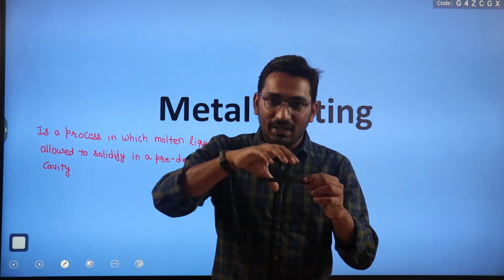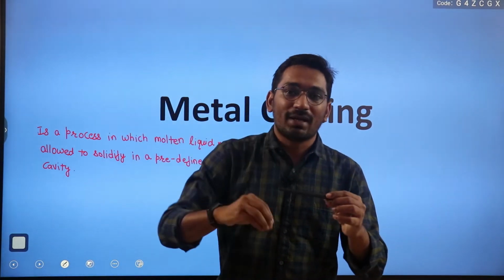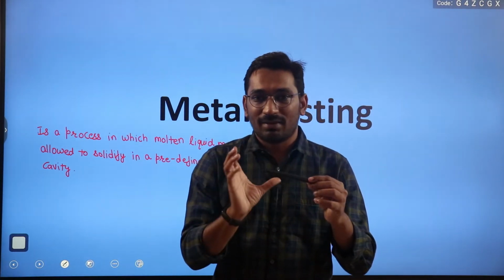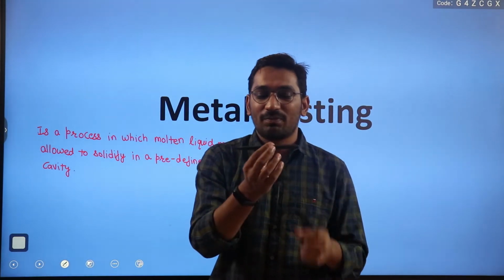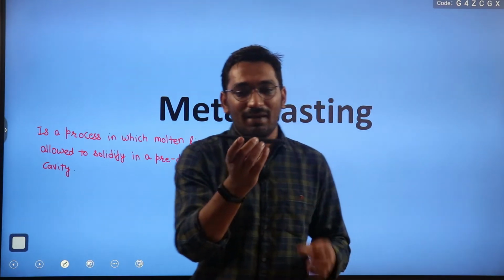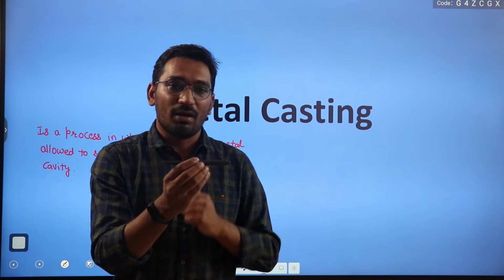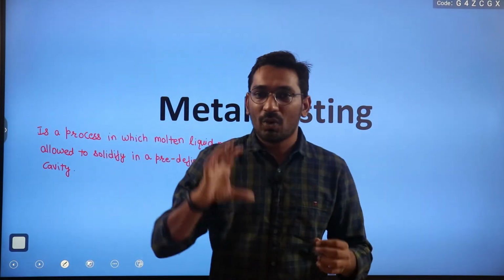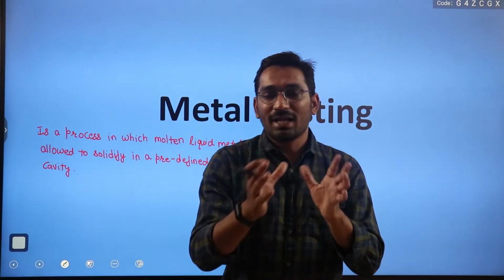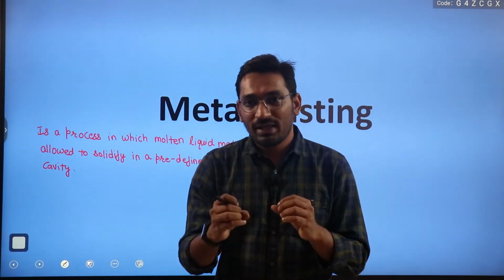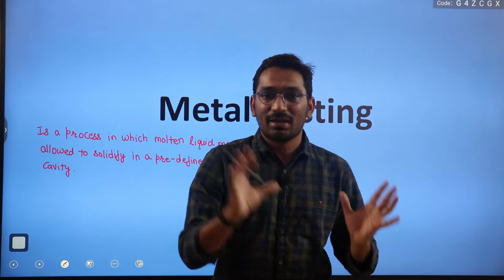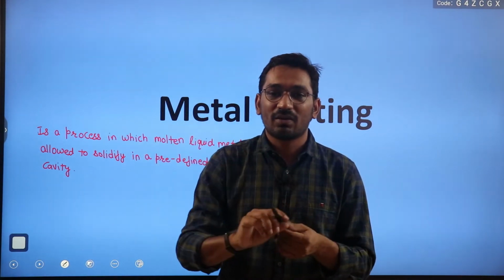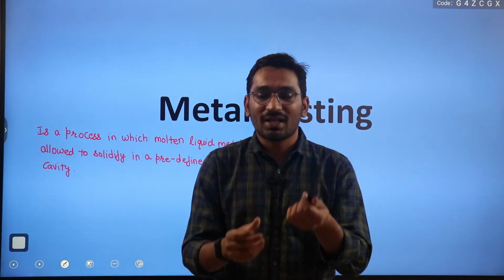Now in that cavity we will pour the liquid metal, the metal of which I want to make this pen. Suppose I want to make this pen of iron. So I will pour the iron into that mold cavity and allow the molten iron to solidify. After that I will break the mold cavity and take out this product. So this product is now called a casted product. So this is a casting.